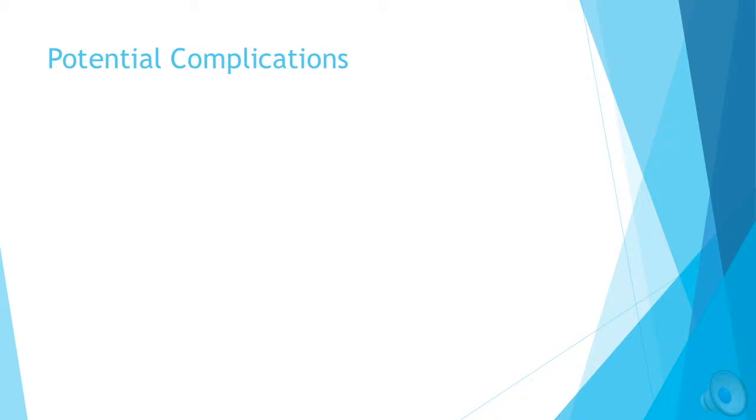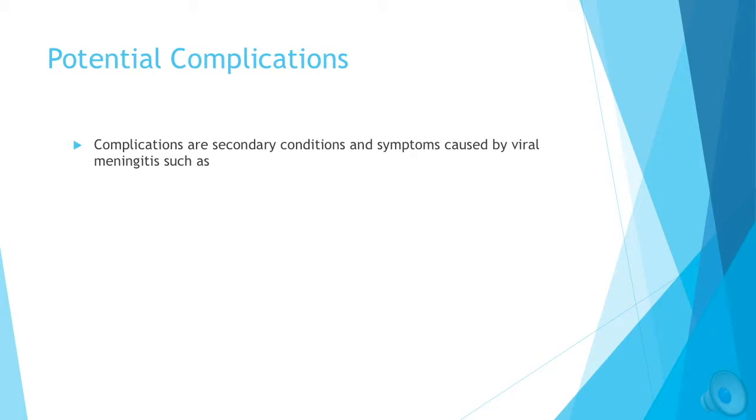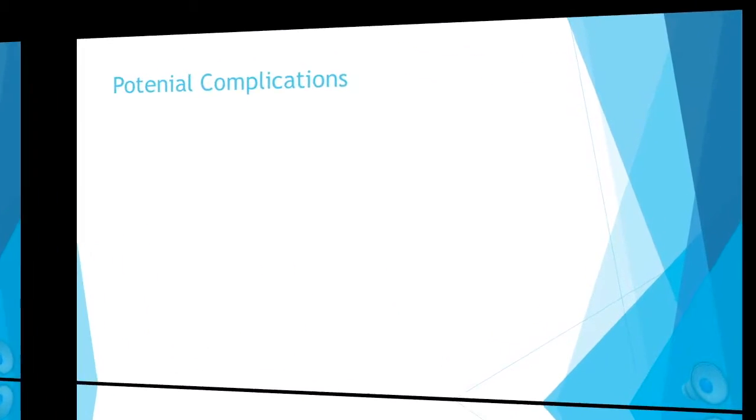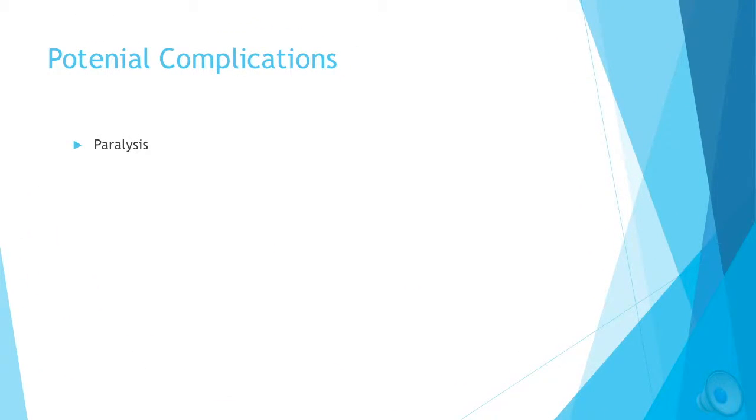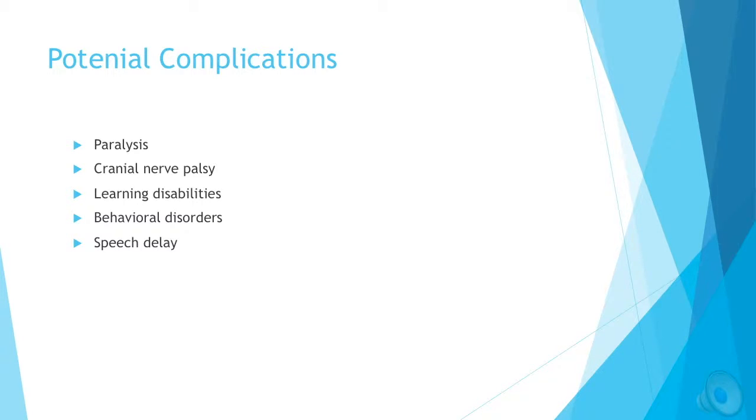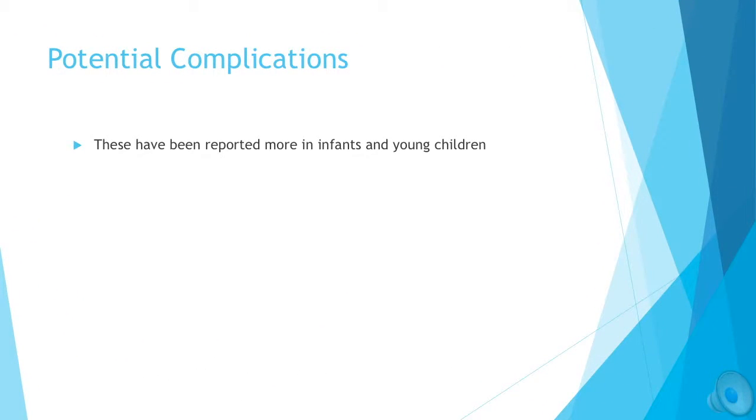Potential complications. Potential complications are secondary conditions and symptoms that are caused by viral meningitis, such as seizures, hydrocephalus, hearing loss, and weakness. Paralysis, cranial nerve palsy that impairs the ability to move the eyes, learning disabilities, behavior disorders, and speech delay. These have been reported more in infants and children.